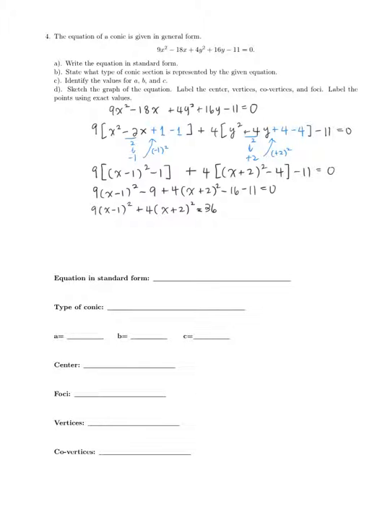Now in order to write this out, we're going to have to divide everything by 36. It looks like it's going to be an ellipse. Oops, did I put x instead of a y? Sorry about that. This should be a y.